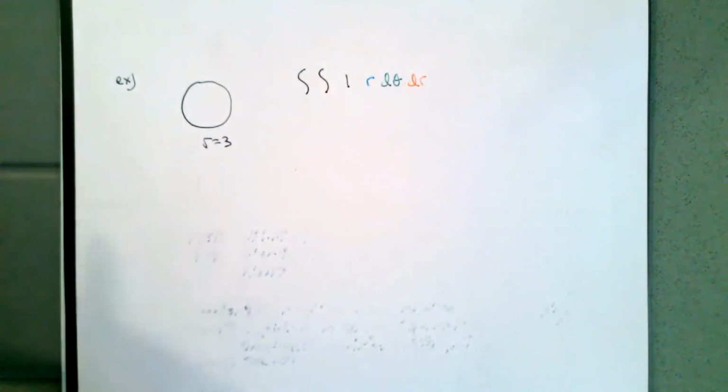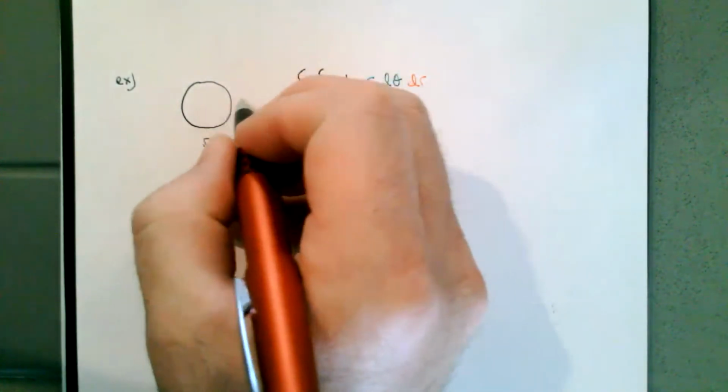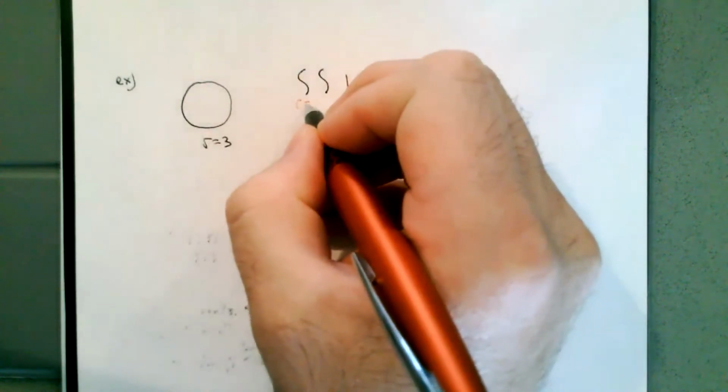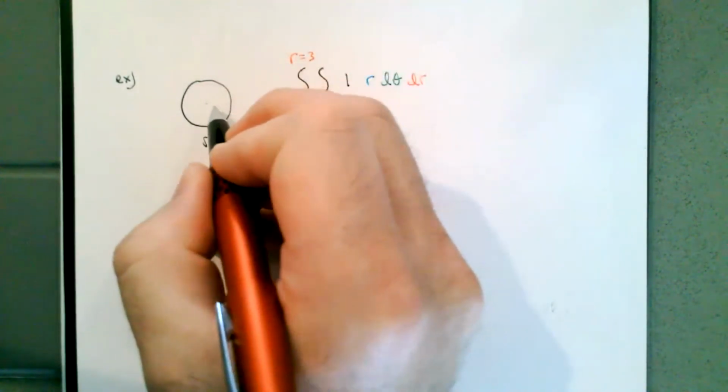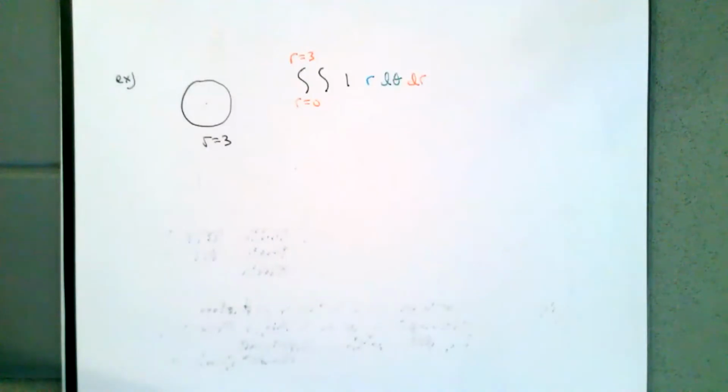We're finding the area. The r needs to go from 0 to 3 because we want to get all those values. r equals 0 to r equals 3. Remember, we start from the origin. r is the distance from the origin to the point. And we want to make sure that we go all the way around the circle. So we just want to run theta from 0 to 2 pi.